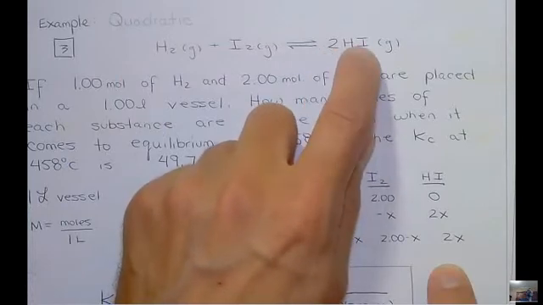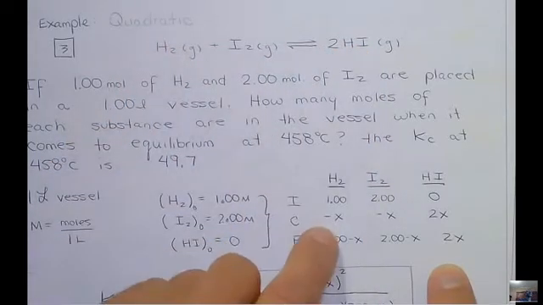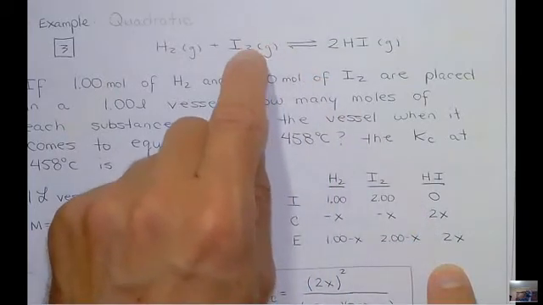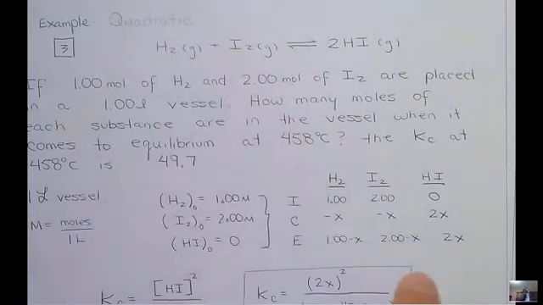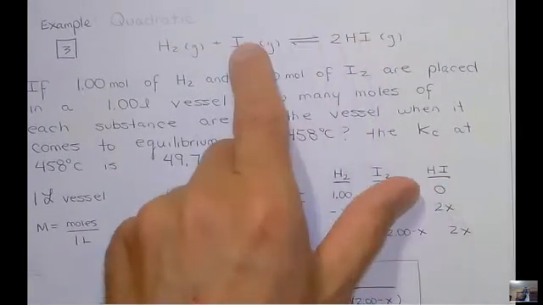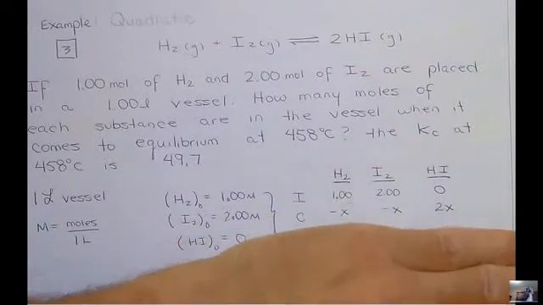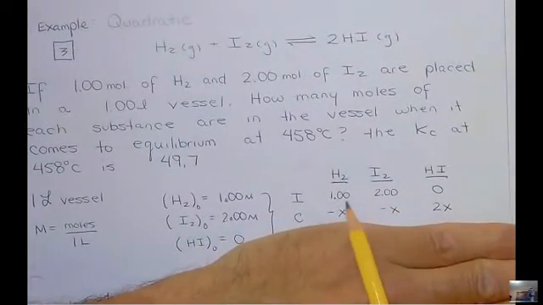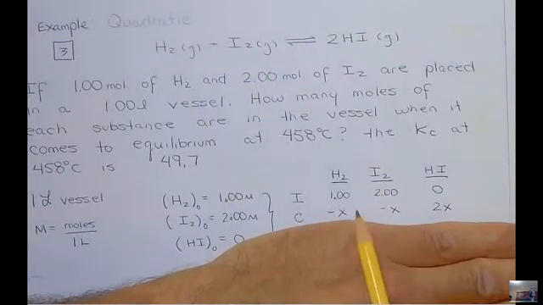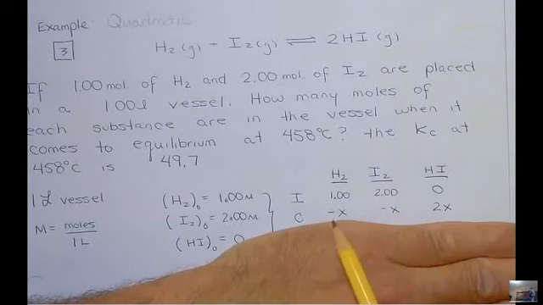So this is forming while this is going down. Minus X plus 2X. That relationship holds over here. This guy is going down by X. This guy is going up by twice as much. Okay? That middle row has got to follow the stoichiometry. 1 to 1 to 2. 1 to 1 to 2. Reactants going down, products going up.